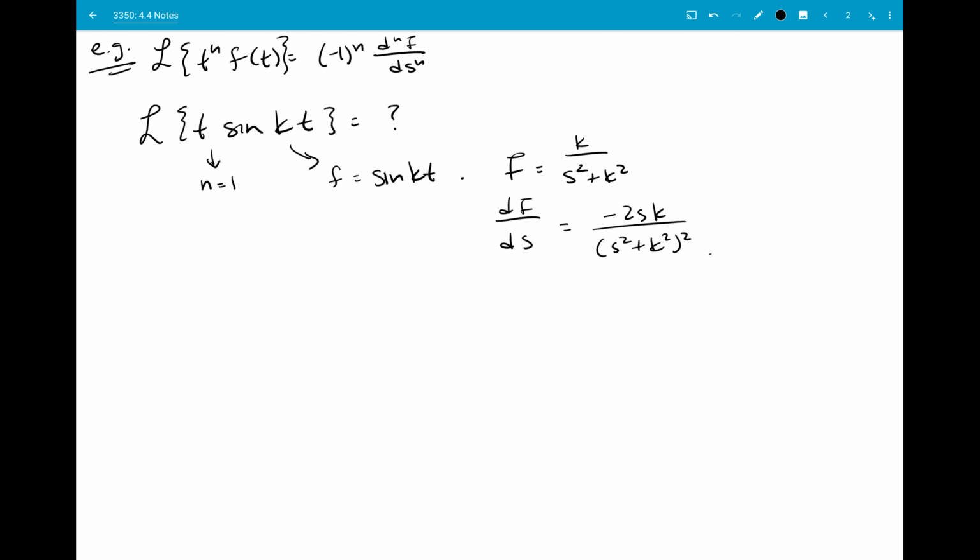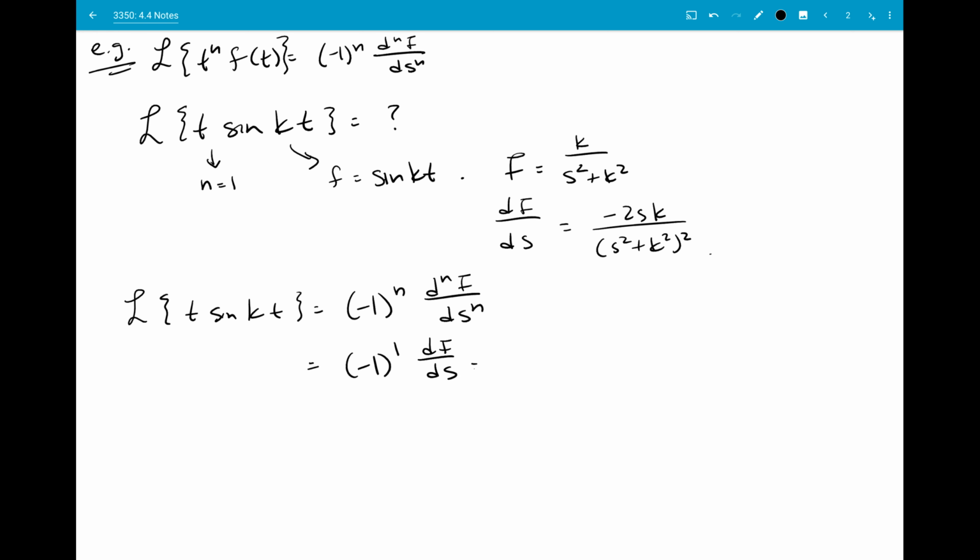So now, if I wanted to take L of t sine kt, that's going to be minus 1 to the nth derivative of F with respect to s. That's minus 1 to the 1, dF/ds. That's minus 1 times minus 2ks over s squared plus k squared, squared. That's just 2ks over s squared plus k squared, squared, which would be the answer right there.